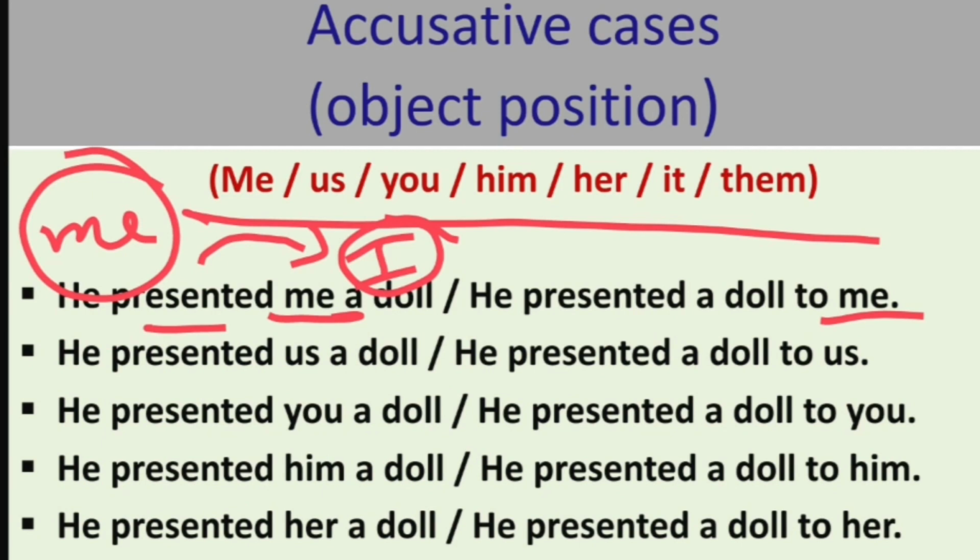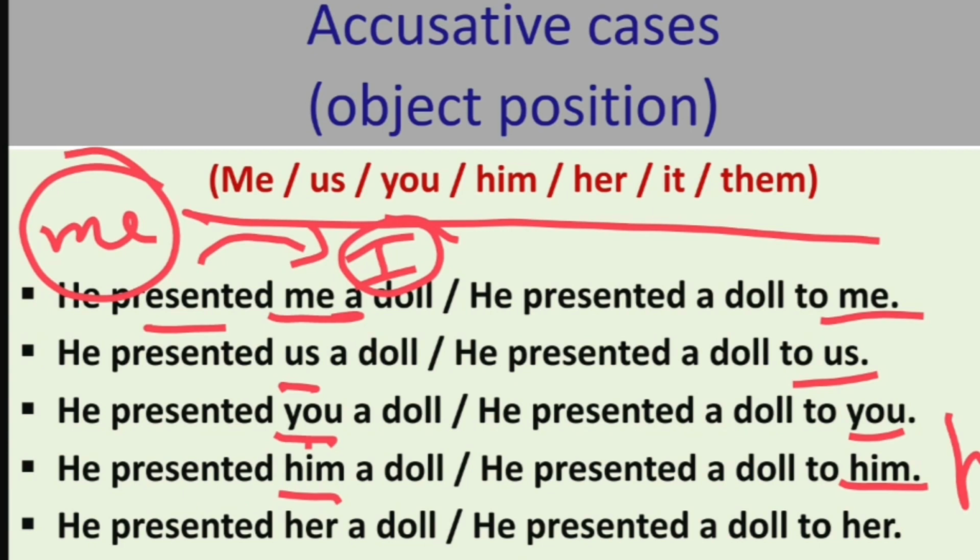Then, second sentence. He presented us a doll. This sentence can also be said as he presented a doll to us. See how these words are used in the middle or at the end of the sentences. He presented you a doll. He presented a doll to you. He presented him a doll. He presented a doll to him. I cannot say he presented a doll to he. Can I say this? No.